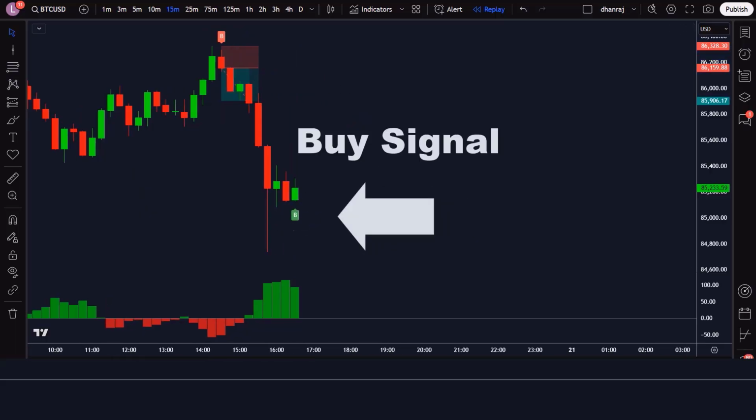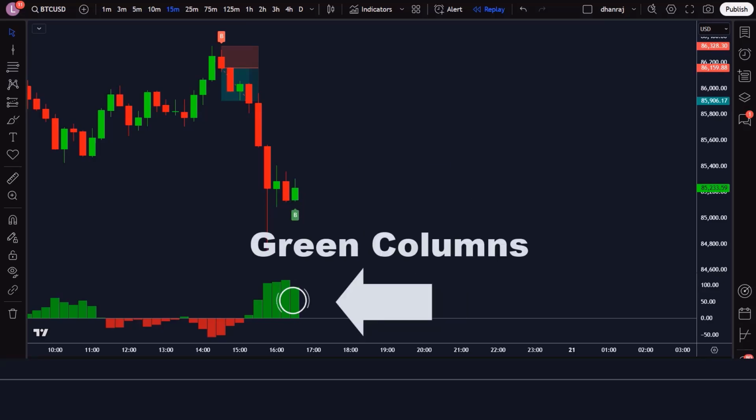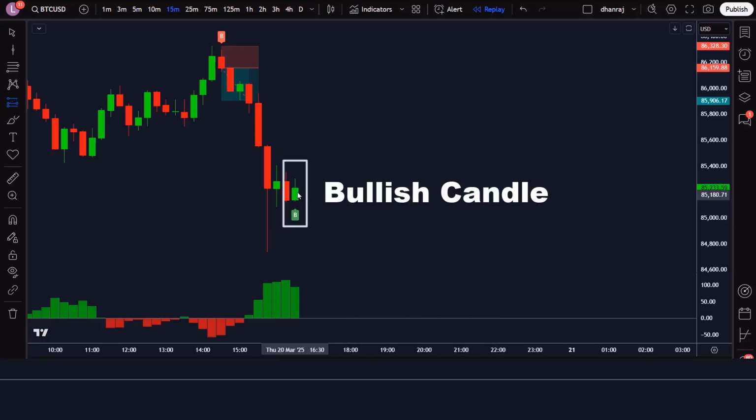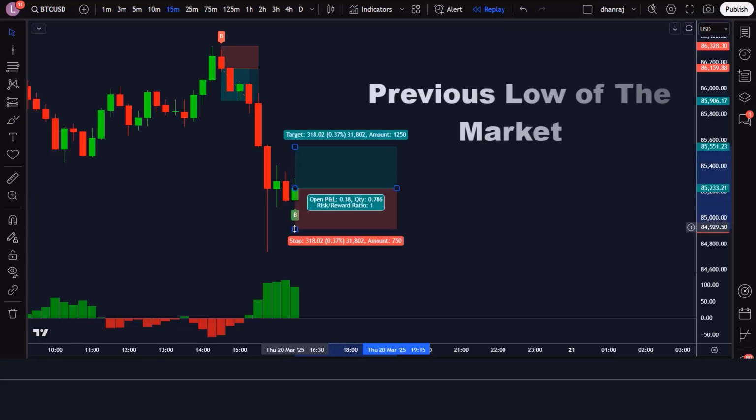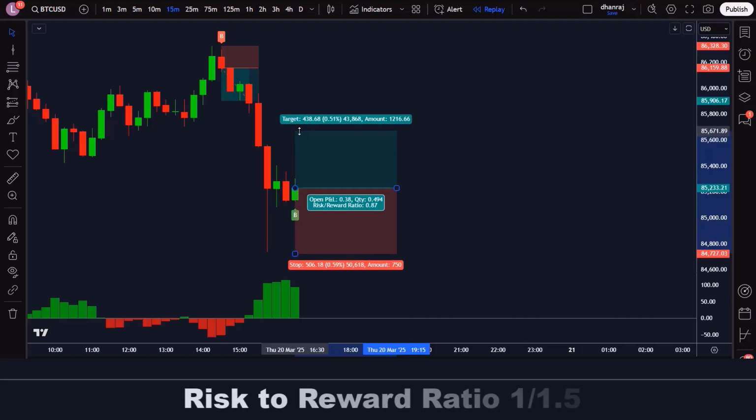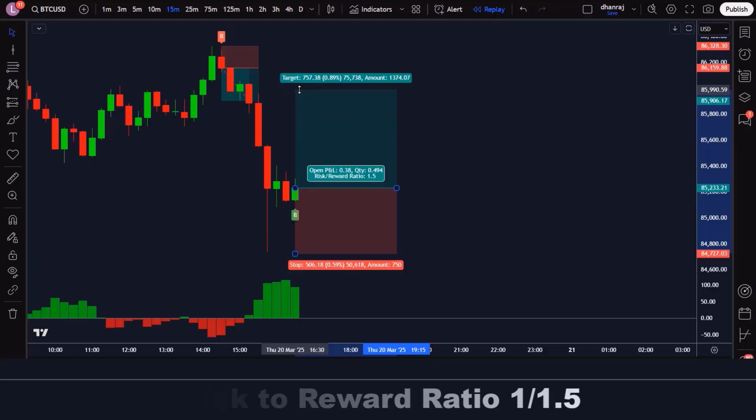When the Bollinger Bands Deviation indicator gives us a buy signal, when the Absolute Price Oscillator shows green columns, and when the market forms a bullish candle, if this condition is fulfilled, then we will place a buy order. Our stop loss is to be placed at the previous low of the market. And the risk to reward ratio will be 1:1.5.